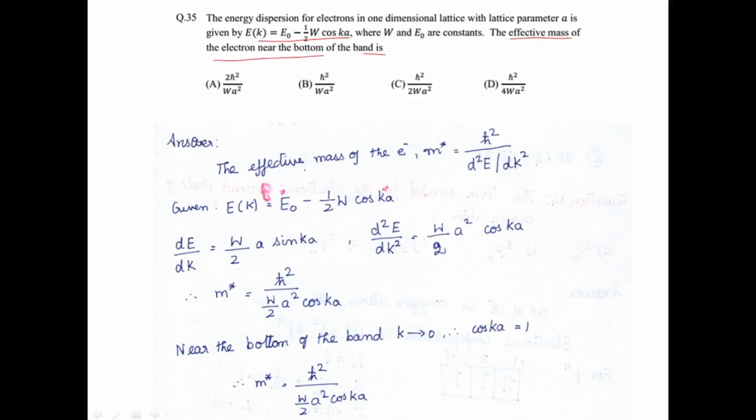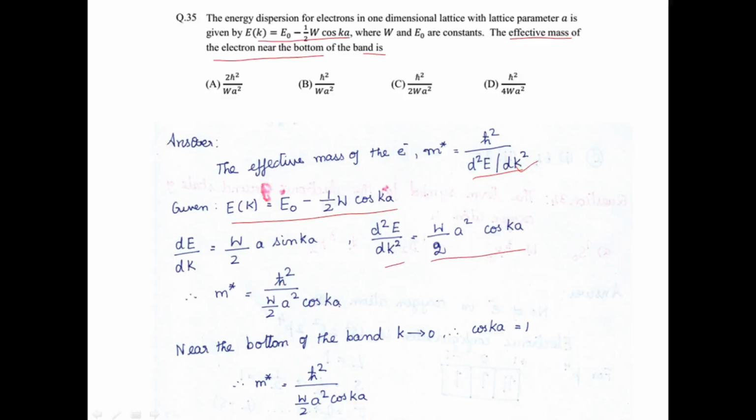So the effective mass of the electron m star is given by the formula h cross square divided by d square E by dk square. So we have to find the second derivative of E with respect to k. In the question they have given E as E naught minus 1 by 2 W cos ka. The second derivative of E with respect to k is W divided by 2 a square cos ka. Therefore, substitute the value in m star. We will be getting h cross square divided by W by 2 a square cos ka.